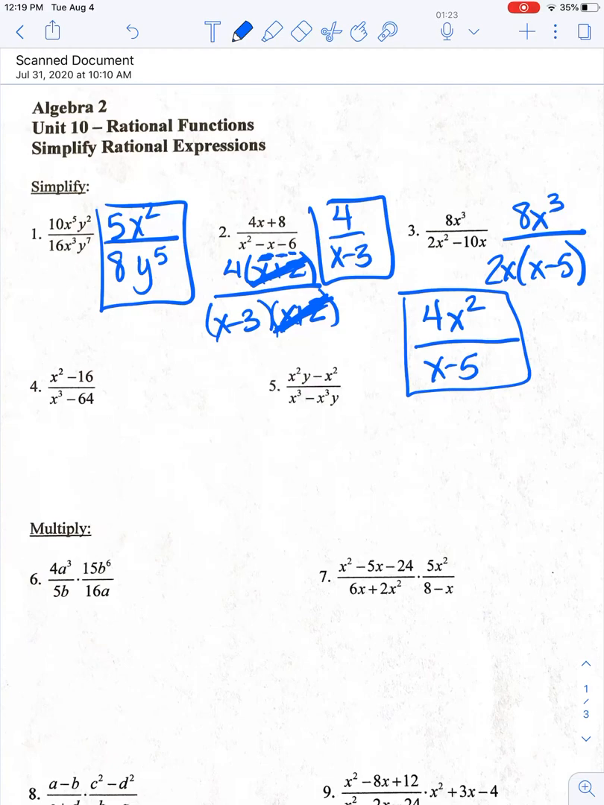Number 4, okay, so this is a review of 2 other types of factoring. The top is the difference of squares, and the bottom is cubes. Difference of squares you've been doing since Math 1, and the difference of cubes I think you learned in either Math 2 or Math 3.